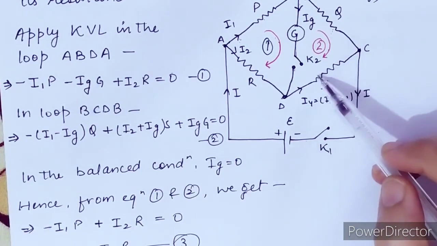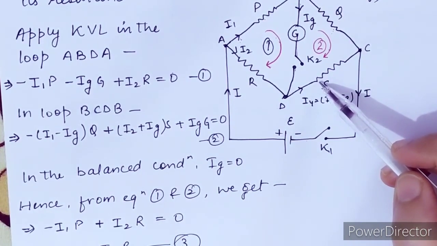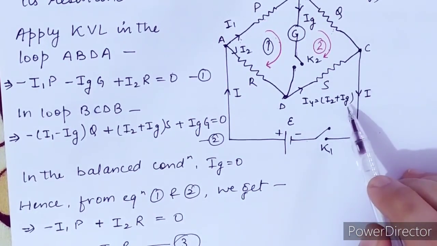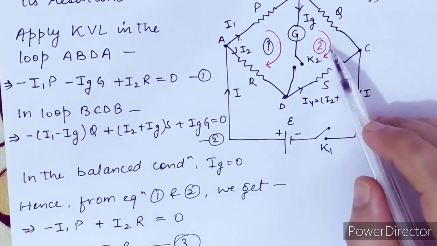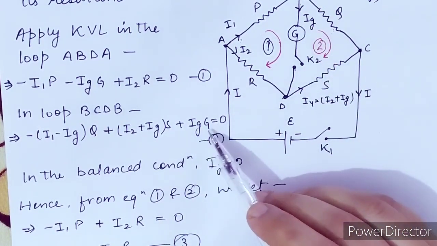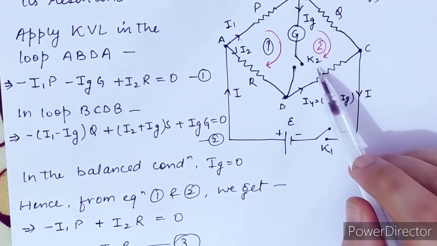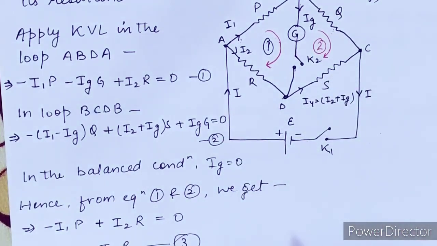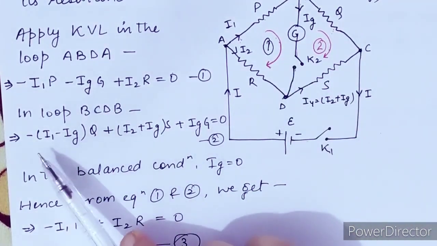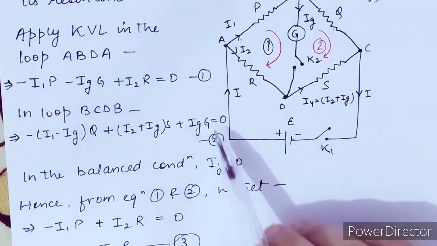Now in this DC, the direction of the loop and the direction of the current are opposite to each other, so the value will become plus (I2 plus Ig) into S. Again the direction of the current and the loop are opposite to each other, so plus Ig into G. In this loop also there is no cell or battery connected, so there will be no EMF, equals 0. Two things: first, for the same direction a minus sign should come; for the opposite direction a plus sign should come. Clear? These two equations are there.